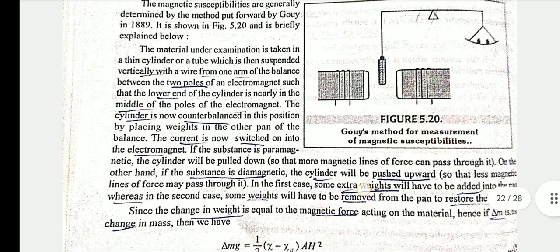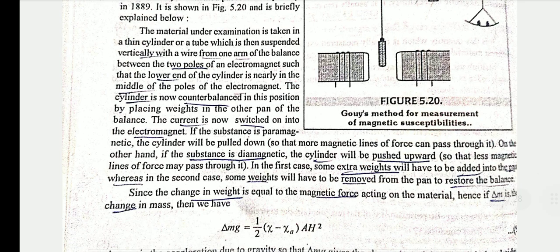The current is now switched on into the electromagnet. If the substance is paramagnetic, the cylinder will be pulled down so that more magnetic lines of force can pass through it.